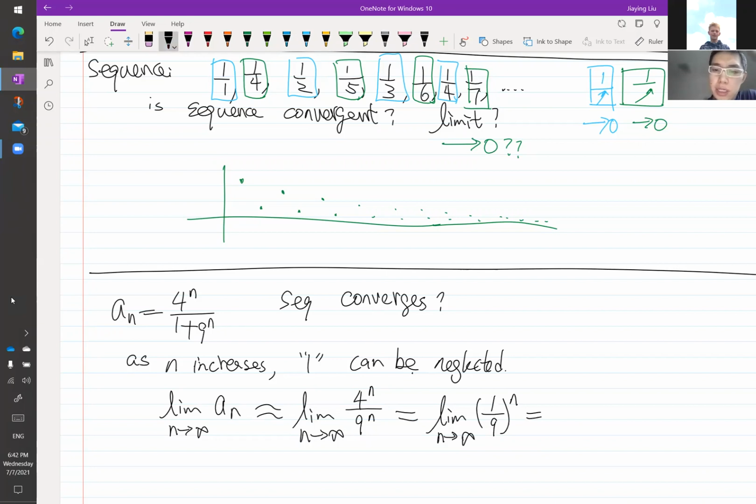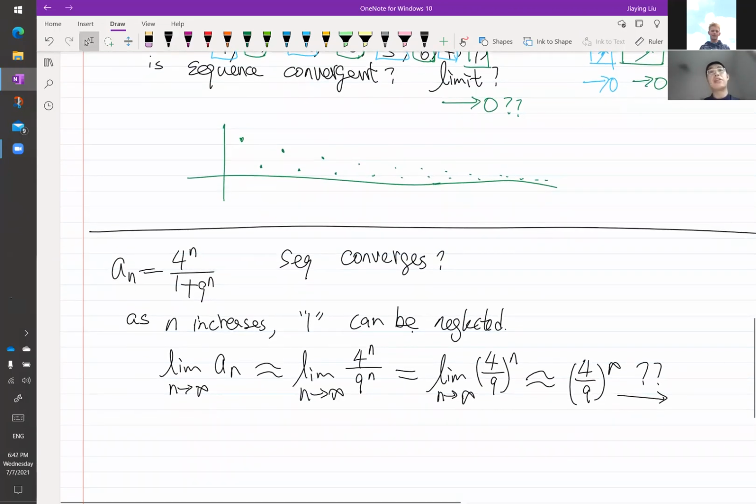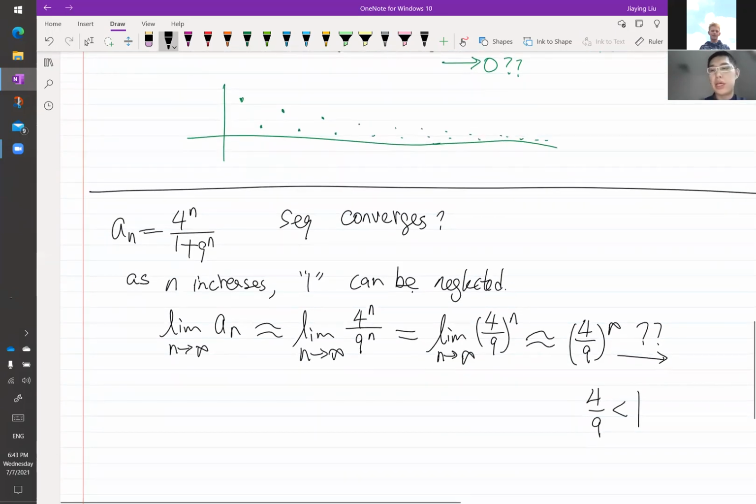And that is going to be, well, I'm just going to use this estimation. So that's 4 over 9 to the infinity. So what is that going to approach? Well, it's a lot easier if you just think about the fraction 4 over 9, right? 4 over 9 is going to be less than 1, and 4 over 9 squared is always going to be less than 1 squared, which is 1.